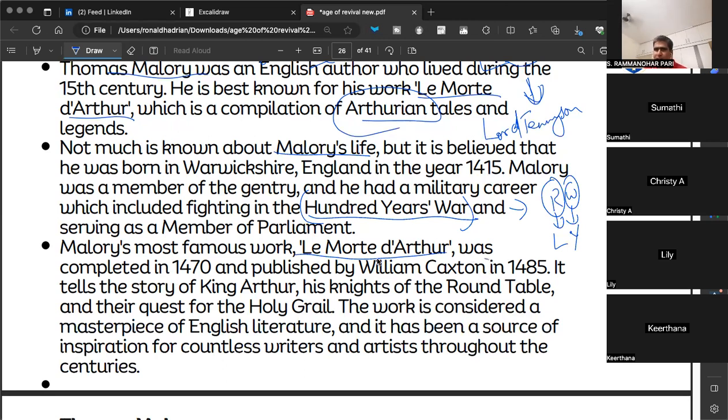Okay, so we already saw his most famous work is Le Morte d'Arthur. And it's an interesting fact that William Caxton published it in 1485. So he completed it in 1470, but it took until 1485 to get it published. It tells the story of King Arthur, his Knights of the Round Table, and their quest for the Holy Grail. This is important. Britain is a small island, right? But going to Jerusalem, where Jesus was, is a long trip. And they were all trying to get the Holy Grail, where Jesus had his communion. So that's the tale. It's to reach and get it.